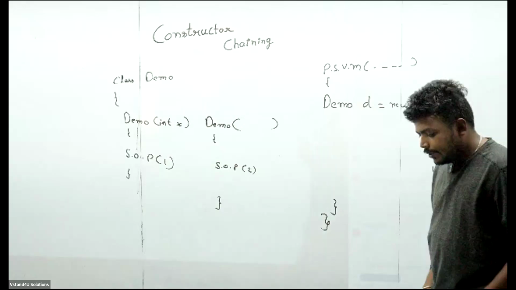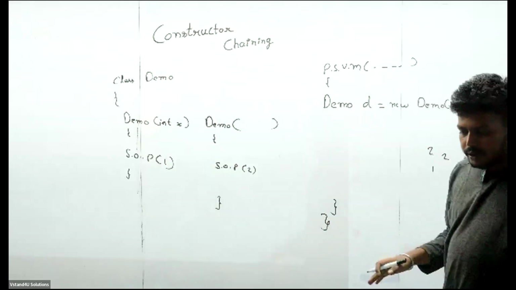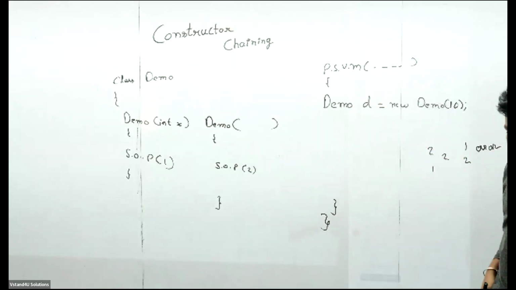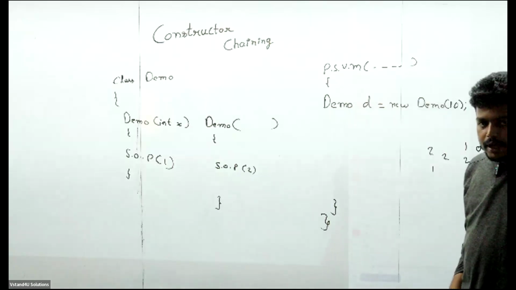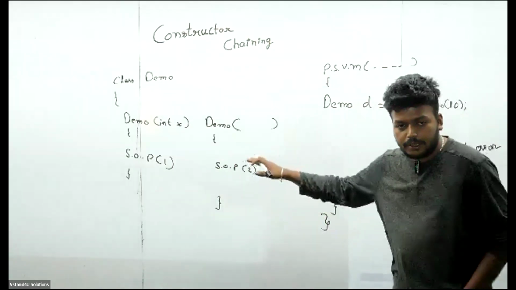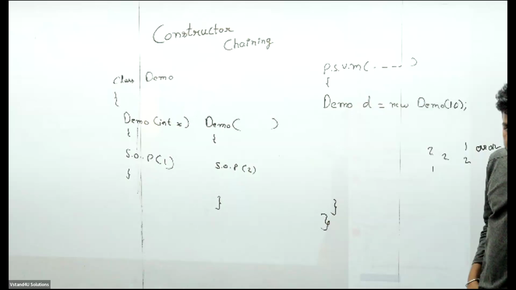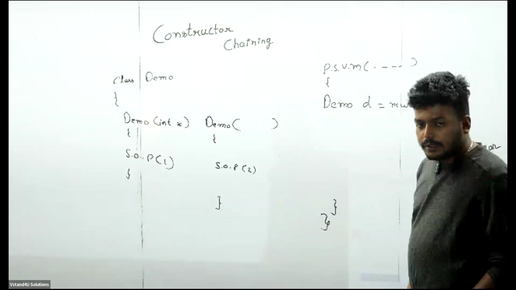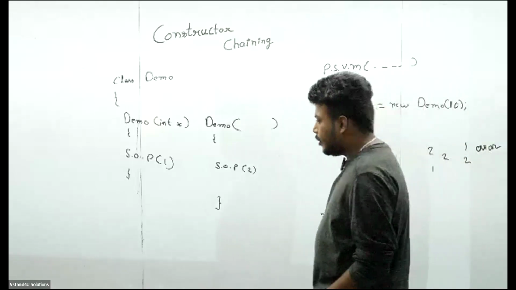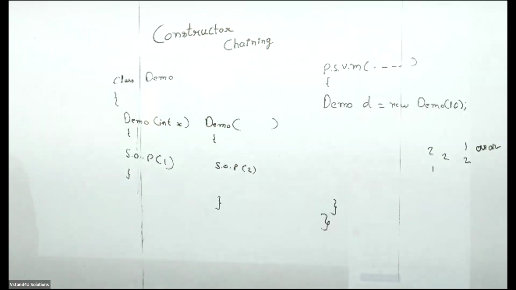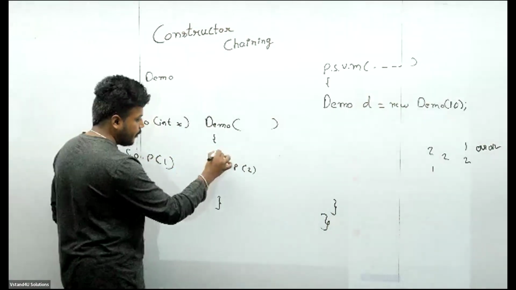Sir, I need both 1 and 2 using a single object creation. What do I have to do? See, I need both 1 and 2 using only one object creation. We have to call one constructor from another. We have to make use of constructor chaining. Which statement do we have to make use of? This statement, right?